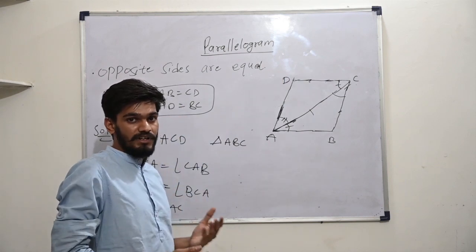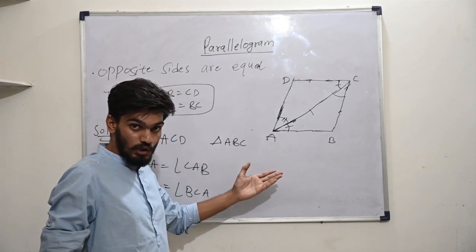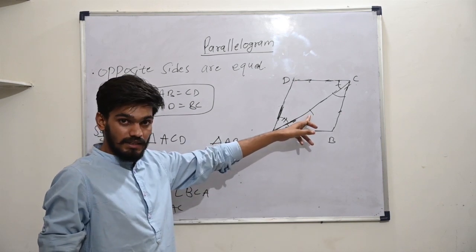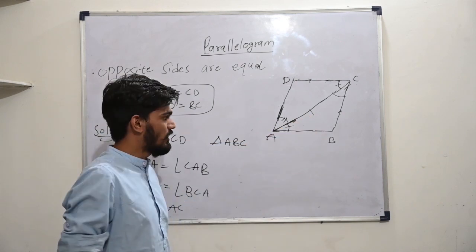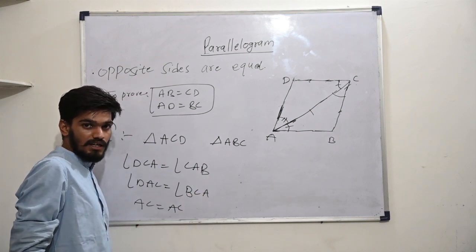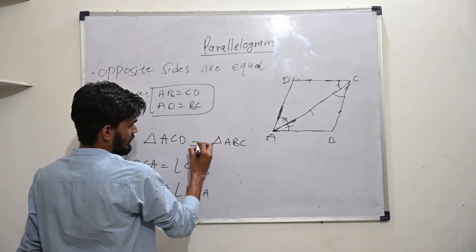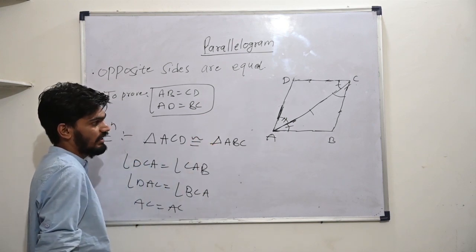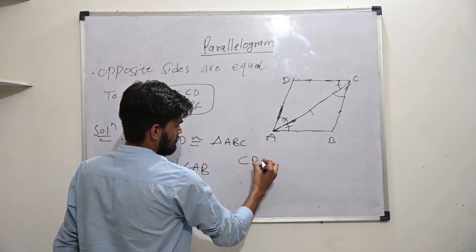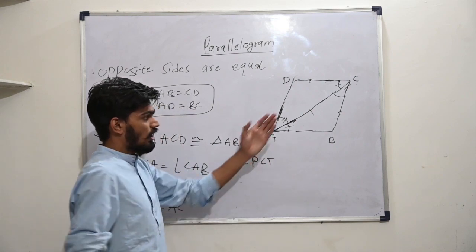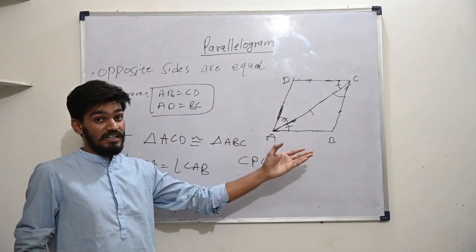So when two angles of a triangle and the included side are equal to those of the other triangle, then the triangles are congruent to each other. So with the help of CPCT, we can say that all the corresponding parts will also be equal.